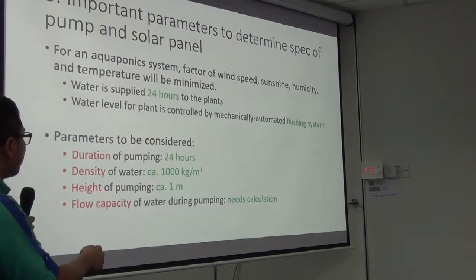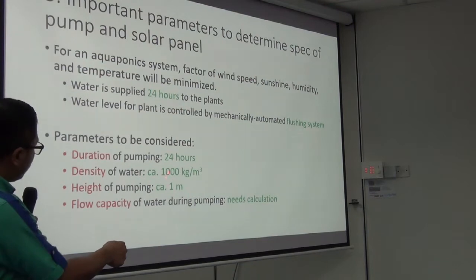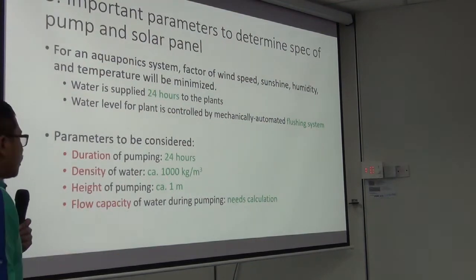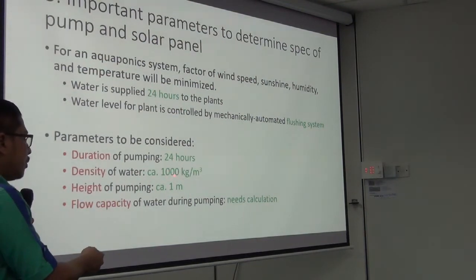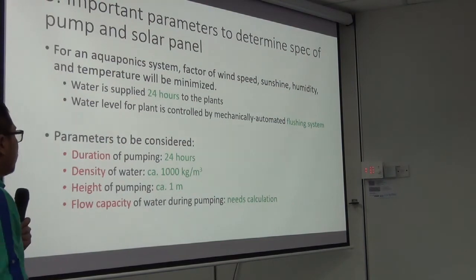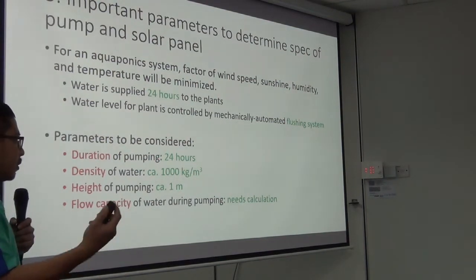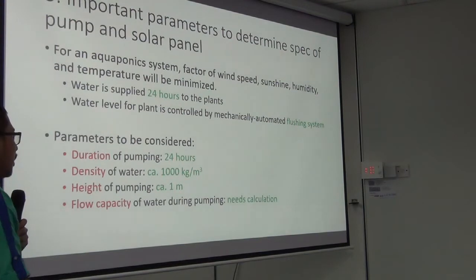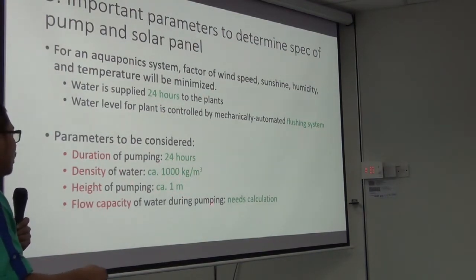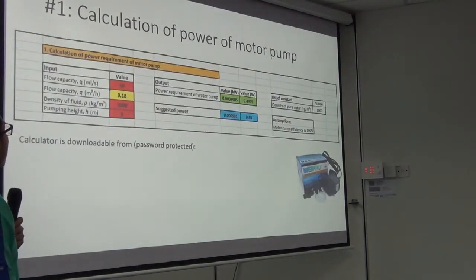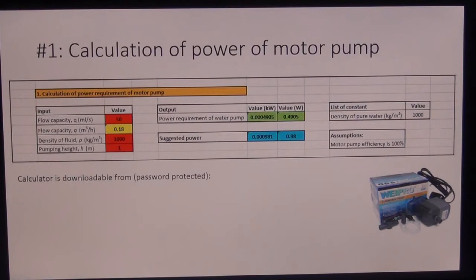So these are the parameters: height of pumping, density, which we could calculate using a density meter, or if you use fresh water directly, you could use 1000 kg per meter cube. Duration of pumping depends on your specification. How many hours do you want the pump to operate? Then, knowing this parameter, we could calculate the flow capacity of water. So using the available parameters, we could calculate the power of the motor pump that we need.